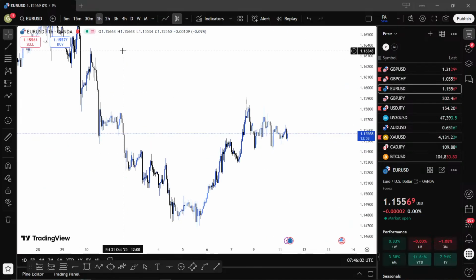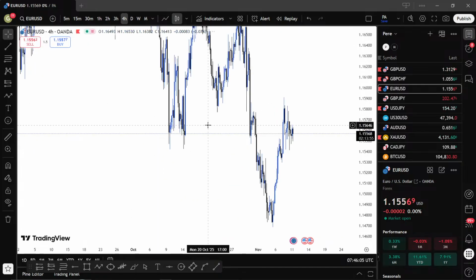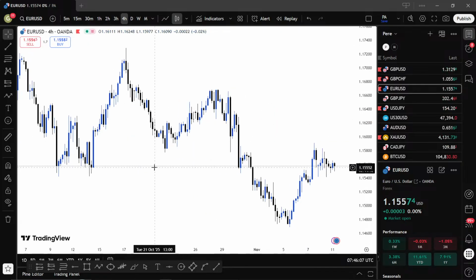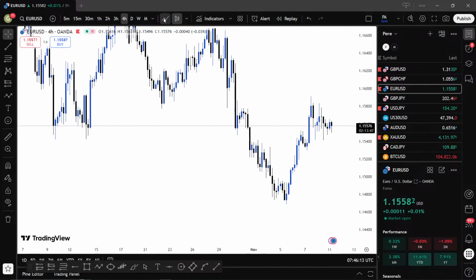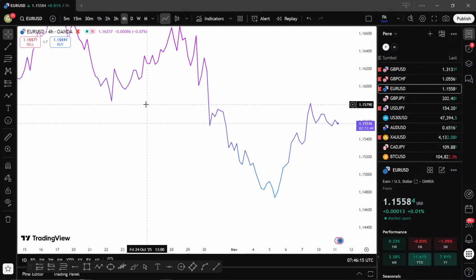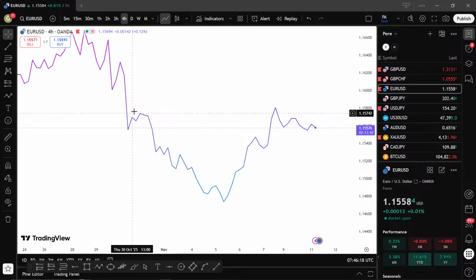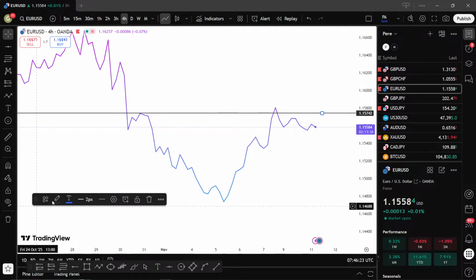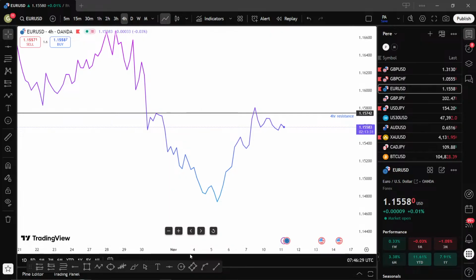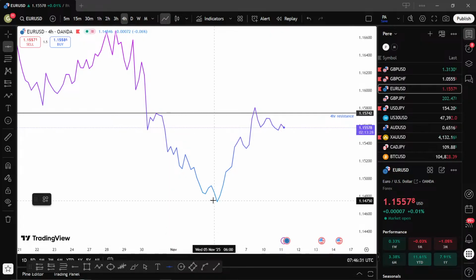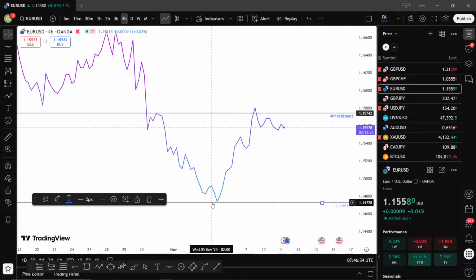Let's take a look at Euro USD. Now I'll go over to the 4-hour time frame as well. So let me jump over to the line chart. Four-hour resistance. And then let me get a 4-hour support right here.